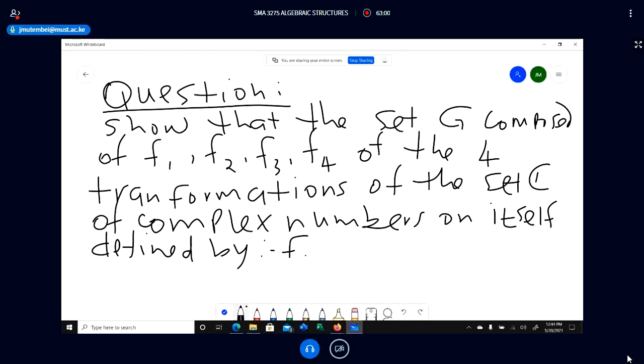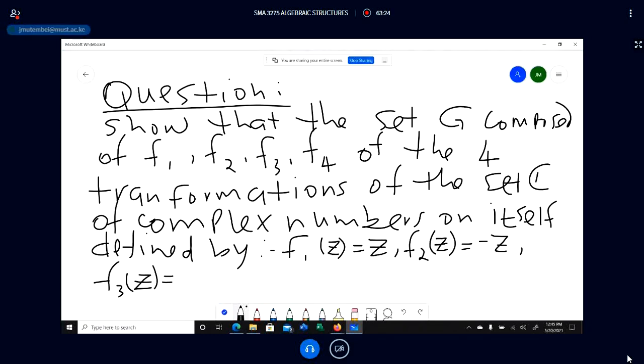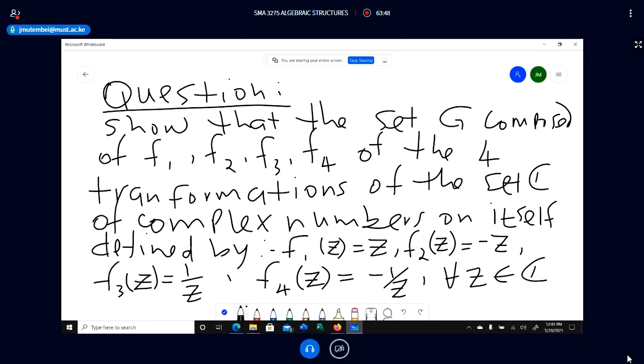F1 of Z is equal to Z. F2 of Z is equal to negative Z. F3 of Z is equal to 1 over Z. And F4 of Z is equal to negative 1 over Z for every Z in the complex set.